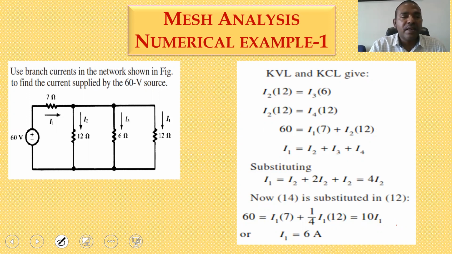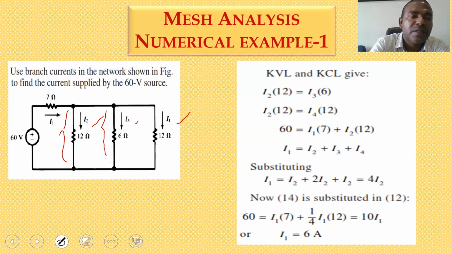So 3 branches: the 12 ohm branch, the current is I2. The 6 ohm branch, the current is I3. Again one 12 ohm branch, the current is I4. Now the 3 branches are connected in parallel, so the voltage must be the same. Whatever the voltage drop across the 12 ohm is, it must be the same as the voltage drop across the 6 ohm, and the same as the voltage drop across the other 12 ohm resistor.